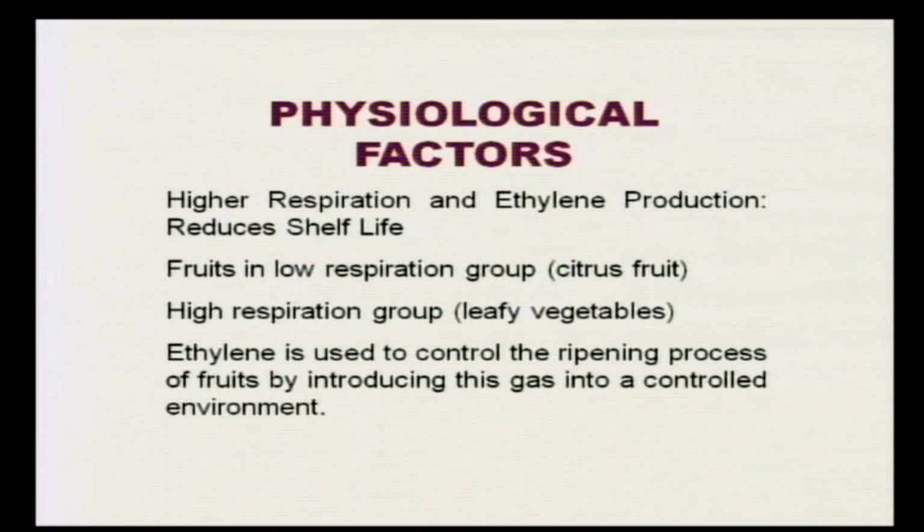It's the respiration rate and ethylene production. Fruits and vegetables produce ethylene, which acts as a natural hormone and can affect the shelf life of the products. As we said, fruits with low respiration rates are citrus fruits, and high respiration rates are leafy vegetables. And this ethylene plays an important role. It can control the ripening process of fruits, and that's why it is used in a controlled artificial environment for the ripening or maturing of fruits.